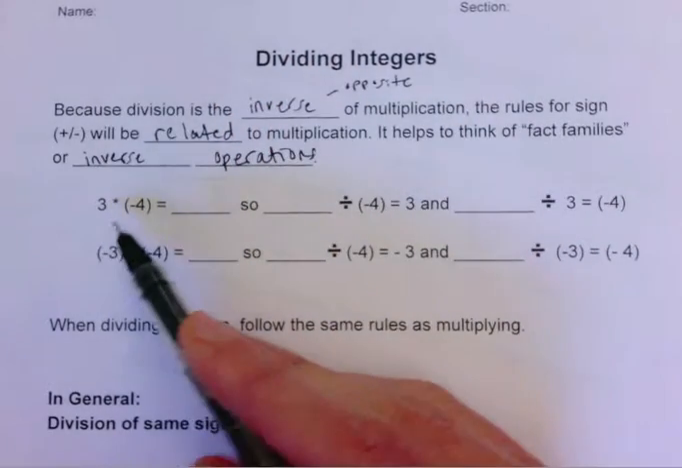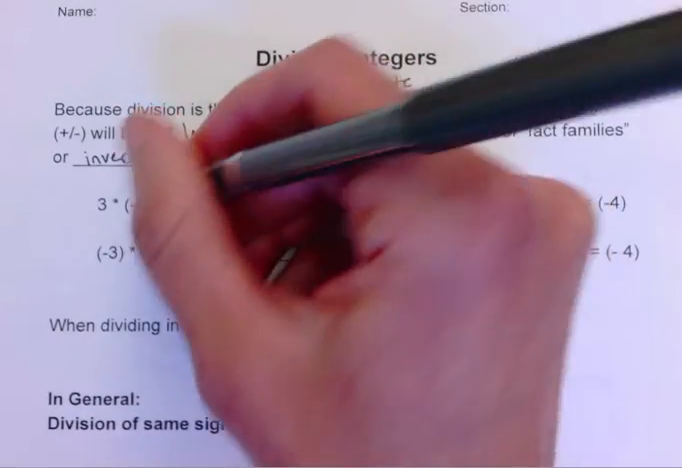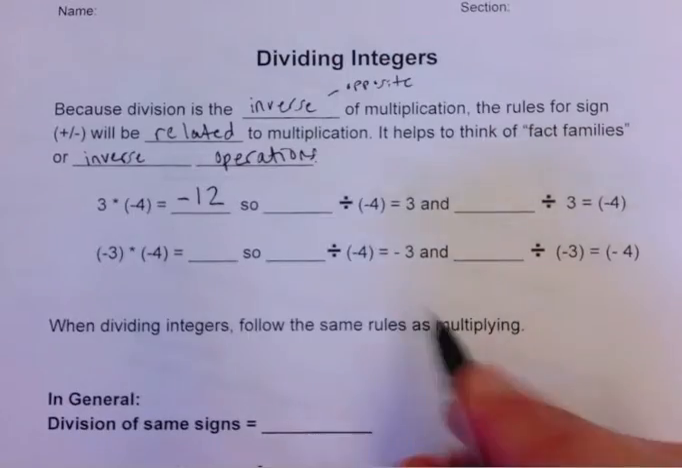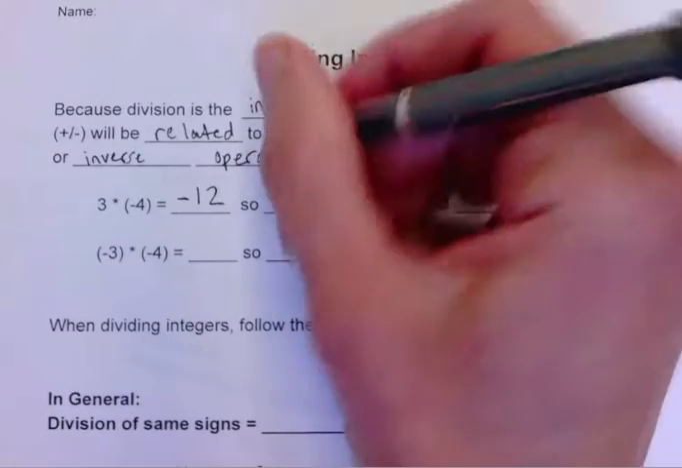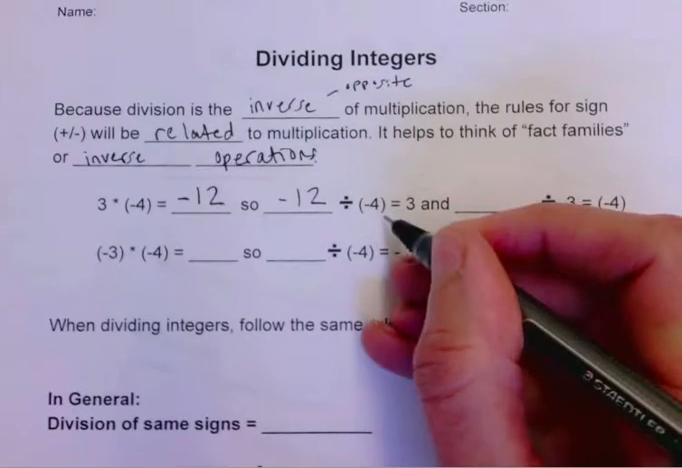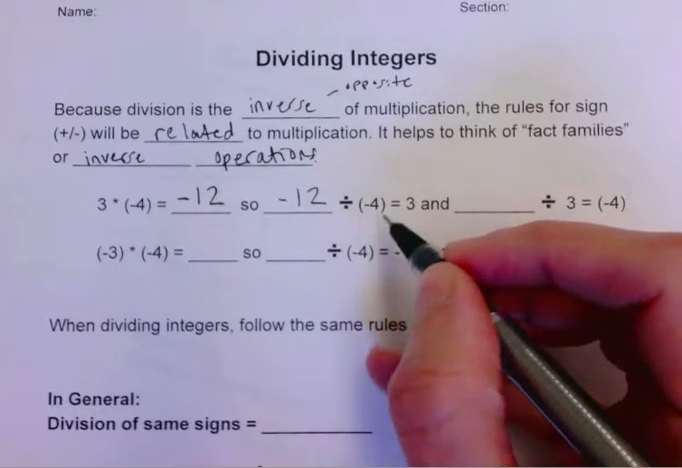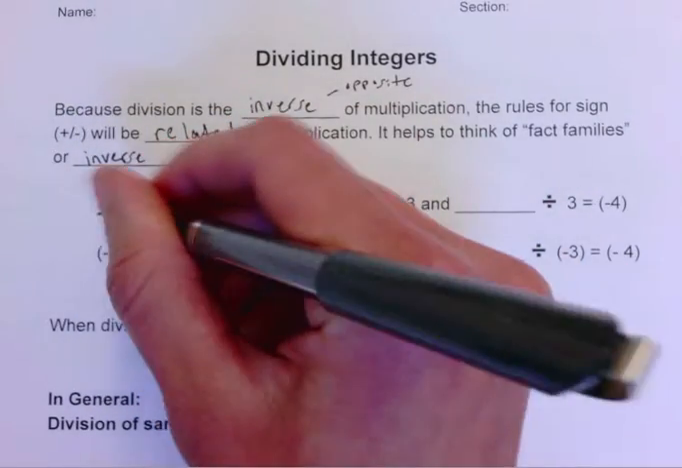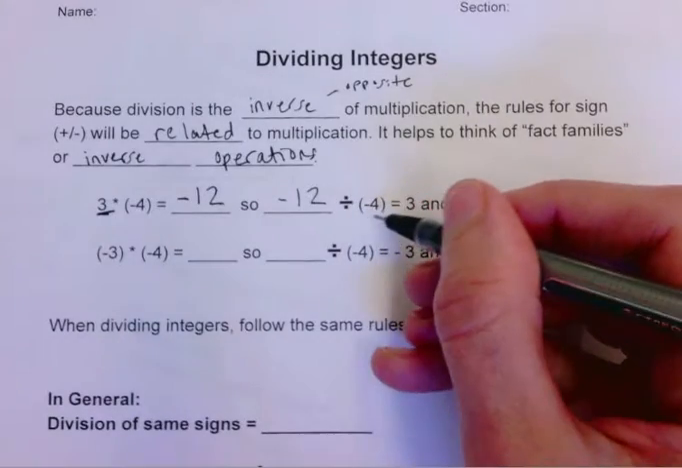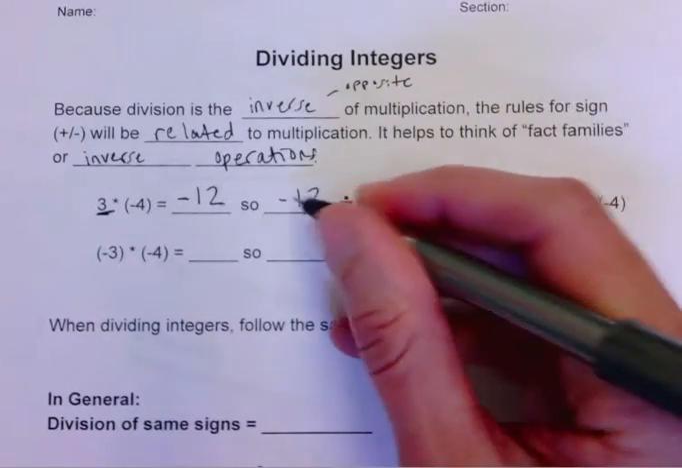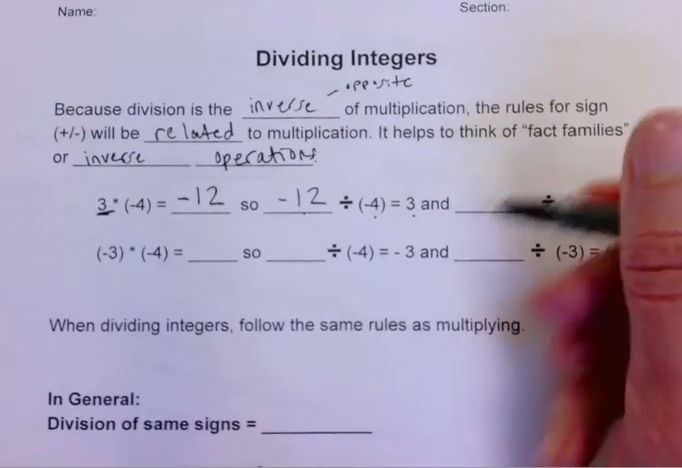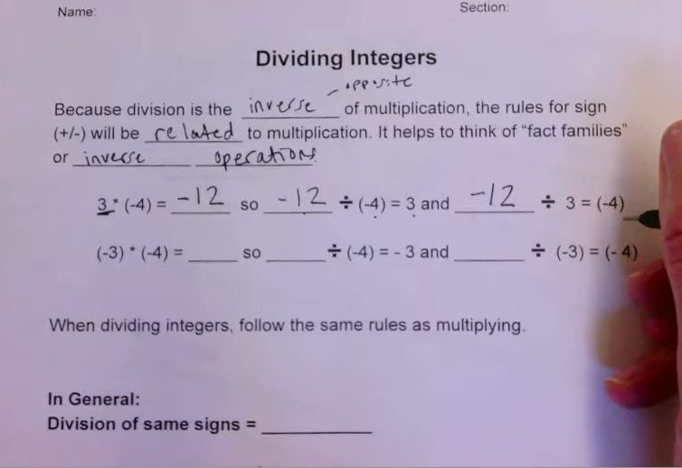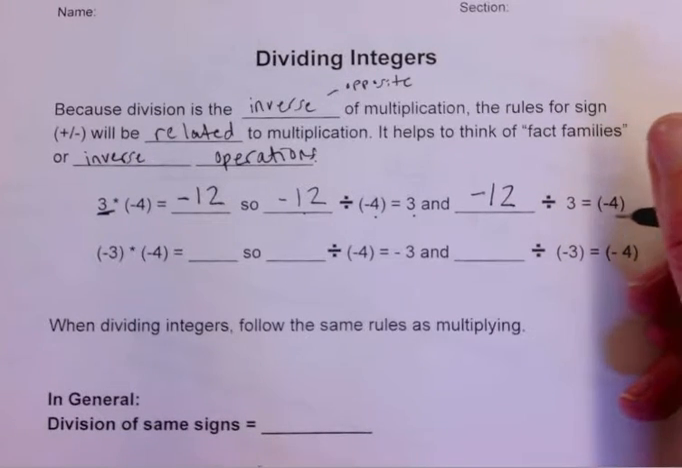So 3 times negative 4, we remember that a positive times a negative equals a negative, so this would be negative 12. So when we think about the reverse, negative 12 divided by negative 4, we've got a negative divided by a negative, it's going to equal 3 because we know that 3 times negative 4 equals negative 12. So negative 4 times 3 equals negative 12. We can kind of see that in the division problem. And negative 12 divided by 3 would equal the other factor, negative 4.